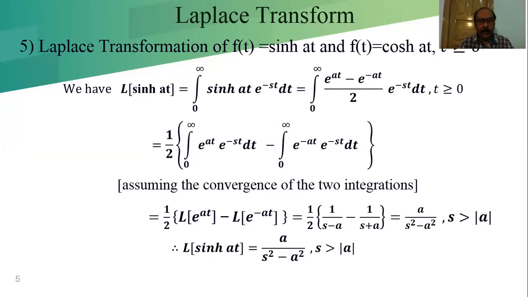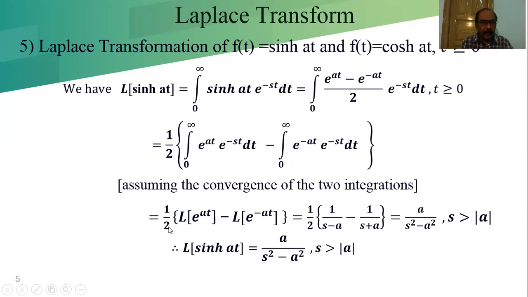So by the definition of the Laplace transformation, this is the Laplace transformation of e to the power at, and this is the Laplace transformation of e to the power minus at. We know the result of this from the previous lecture. We already learned how to find the Laplace transformation of e to the power at and e to the power minus at.